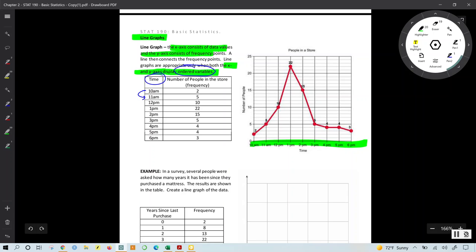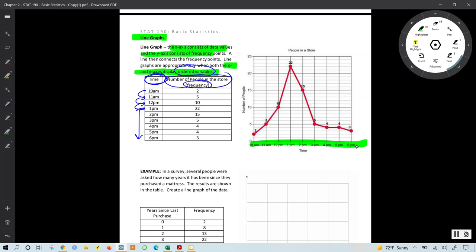10 a.m. comes in that order before 11 a.m., and 11 a.m. before 12 p.m., 12 p.m. before 1 p.m., and so on. This is an order, there's an internal order to how the data values are sequenced one after the other. So this, for example, represents different times of the day and the number of people in the store. That is, counting the frequency.